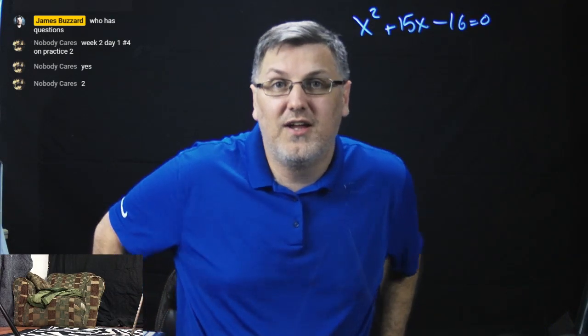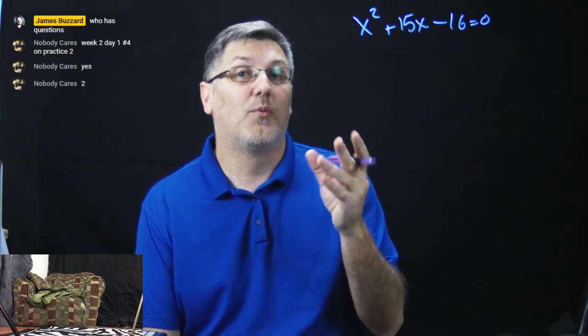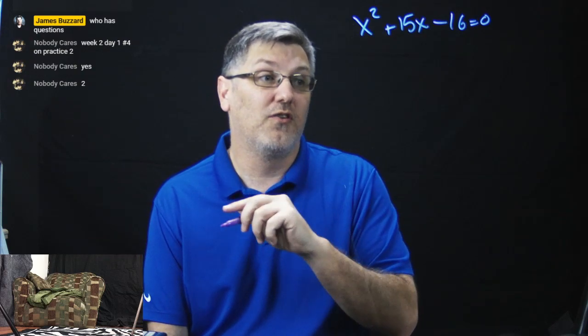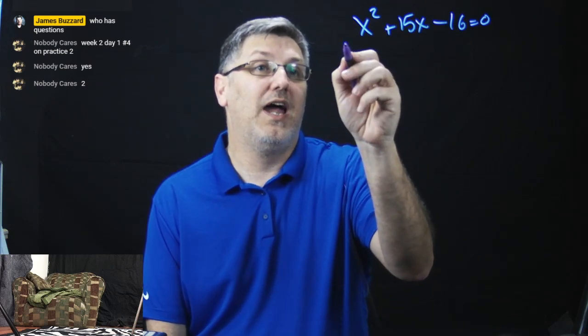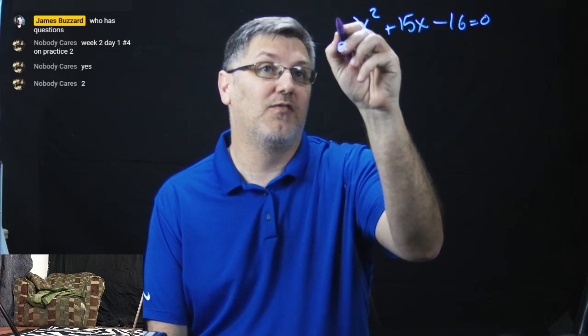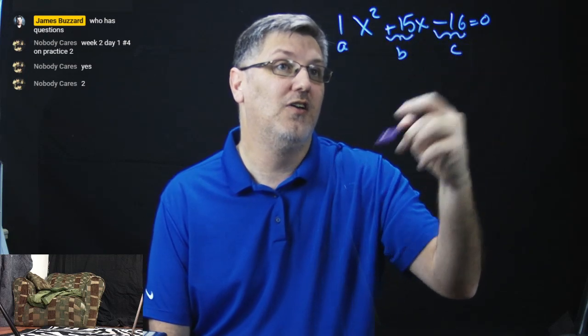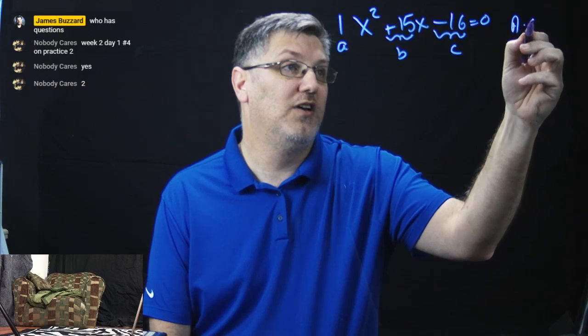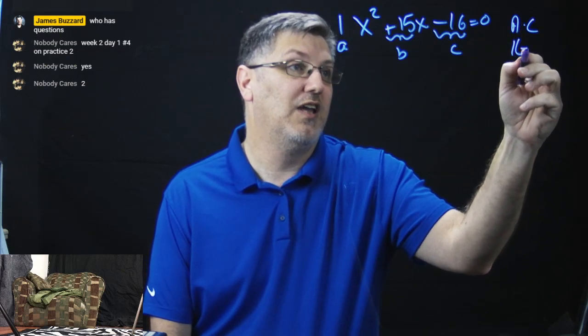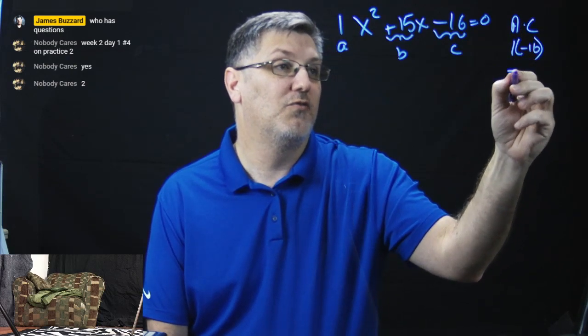All right, so this is a problem where we're going to have to factor. So I'm going to do the AC method of factoring like I showed in the first tutorial. My A is a number right in front of this, which is a 1. This is my B. This is my C. So I'm going to do A times C, which is going to be 1 times a negative 16. This gives me a negative 16.